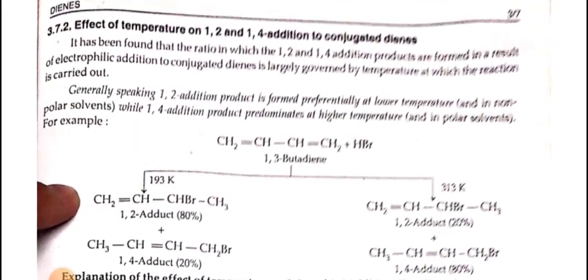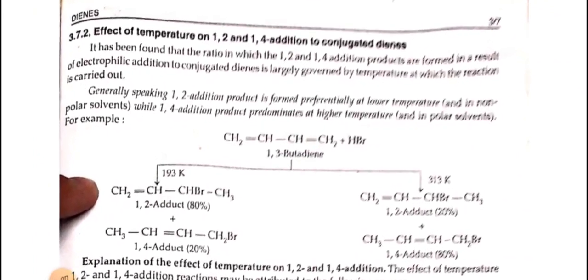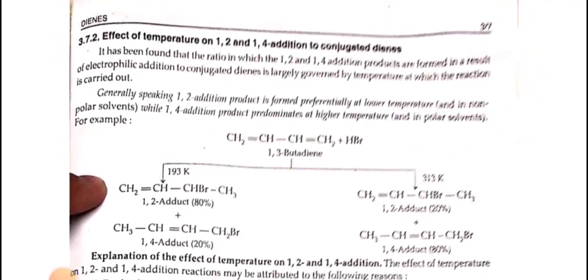3.7.2 Effect of temperature on 1,2 and 1,4 addition of conjugated dienes. It has been found that the ratio in which the 1,2 and 1,4 addition products are formed in a result of electrophilic addition to conjugated dienes is largely governed by the temperature at which the reaction is carried out. Generally speaking, the 1,2 addition product is formed preferentially at lower temperature and in non-polar solvents, while 1,4 addition products predominate at higher temperature and in polar solvents. For example, 1,3-butadiene is converted into 1,2 adducts 80%, 1,4 adducts 20%.